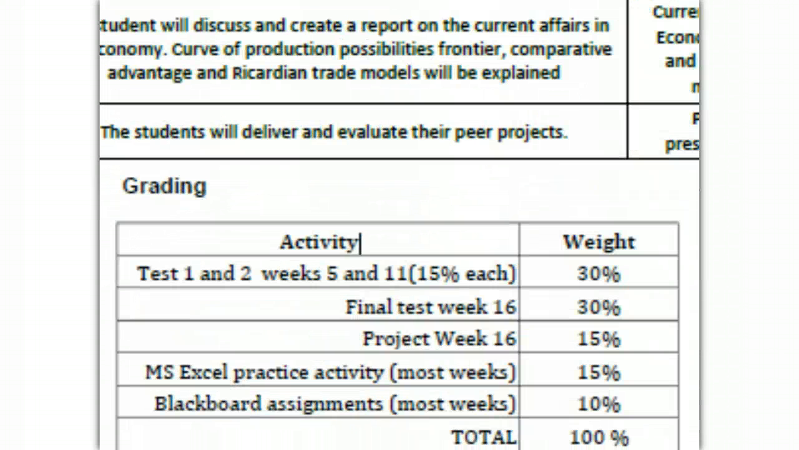Regarding your tests, there will be 3 tests during the semester, 2 over the course of the semester on the 5th and the 11th week, and 1 final comprehensive test. The total weight of all the tests is 60%, with 15% for each of the first 2 partial tests and 30% on the final test.